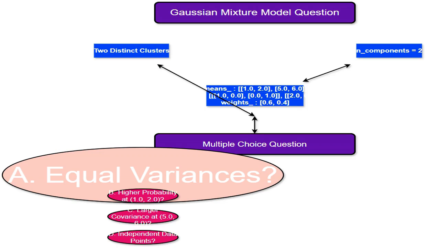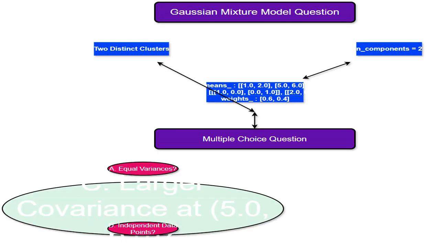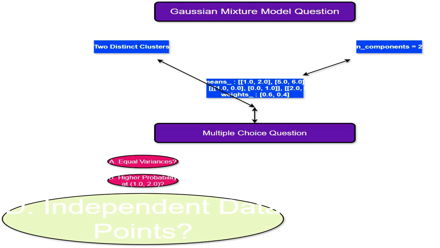Because the weight for the 1, 2 cluster is 0.6, 60%, it's more probable to sample a point from that cluster than from the 5, 6 cluster. The covariance of the second cluster, at 5, 6, is 2, 0, 0, 2, which is larger than the first cluster's covariance, indicating a greater spread. The Gaussian mixture model assumes that the data points within each cluster are independent of each other. This is a key assumption of the model.